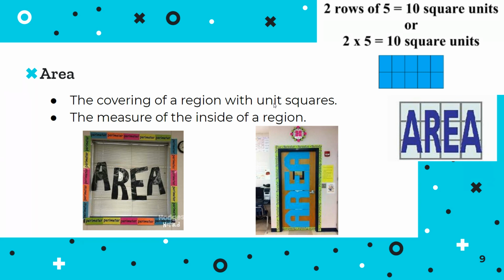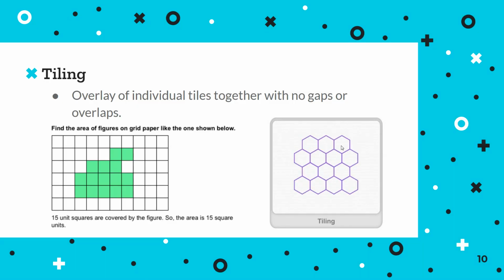And when it says unit squares, this is kind of what they mean here, these squares, or if you think of the graph paper that we use in class.